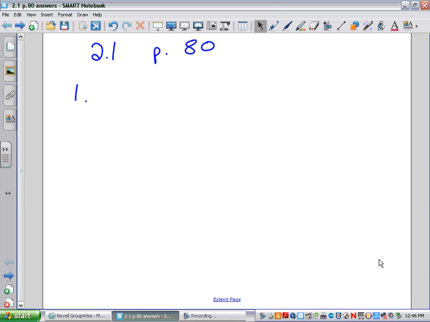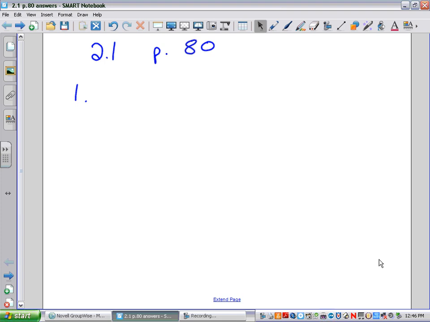Okay, hello. Our first lesson of the year for Algebra 1. This is section 2.1, which is chapter 2. Yes, we are skipping chapter 1. That is all pre-algebra stuff. These problems are found on page 80. So 2.1, chapter 2, section 1, page 80, our first lesson of the year.